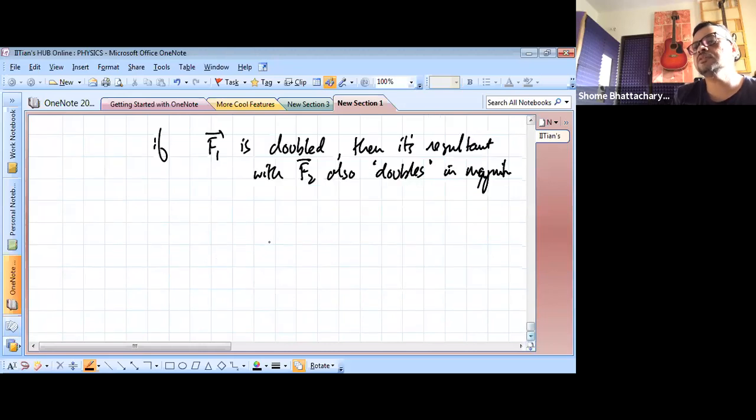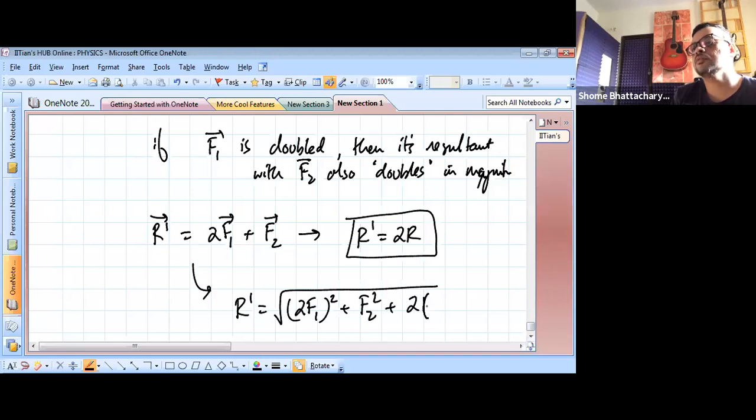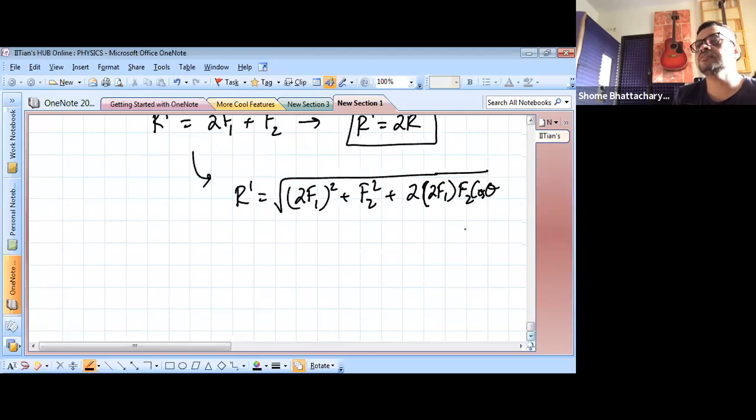What this means is that if I now take double of F1 plus F2, it will give some new resultant, say R prime. Now this R prime should have a magnitude that is 2 times R. The magnitude of the resultant also doubles, right? Okay. So what is this basically saying? That R prime is square root of 2F1 plus F2, plus 2 times 2F1 F2, but cos of which angle? Same theta.